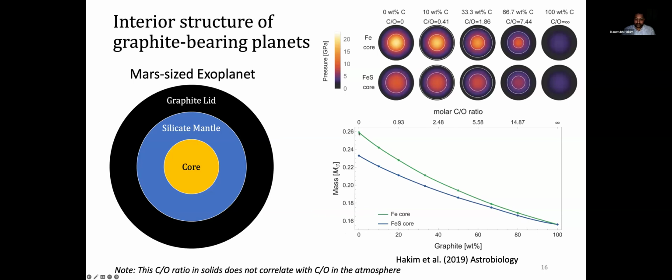So based on such calculations for a given size of a planet, sort of a fixed size, you can compute the mass. And that's what I do here for two cases, one assuming a pure iron core, one assuming an FeS core. And you see that the mass could be quite different given the amount of graphite. So as you go from 0 to 28% graphite, you already see a difference of several percent in mass. And these are some of the things which are noticeable now.